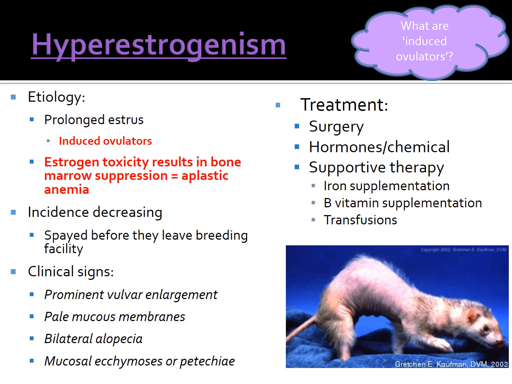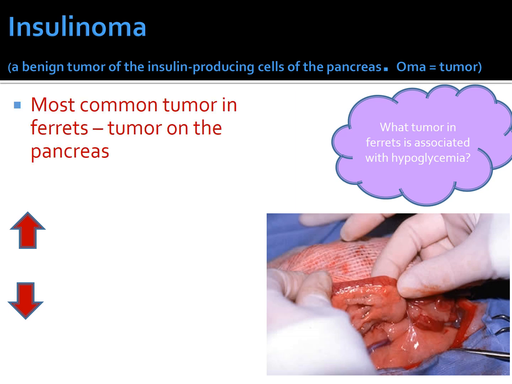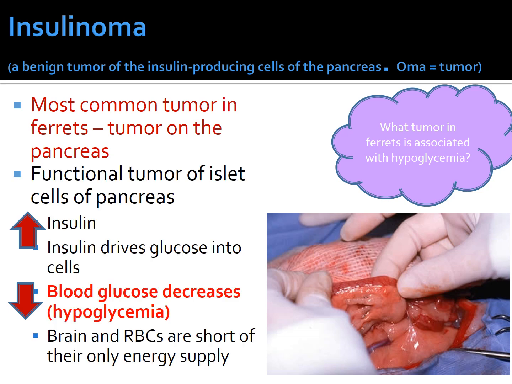Question for you: what are induced ovulators? You will want to know that ferrets are an induced ovulator. Insuloma, this is where you have a benign tumor in the pancreas, remembering that oma is a tumor. In this case, it's the most common tumor in the ferrets, and it's literally on the pancreas.